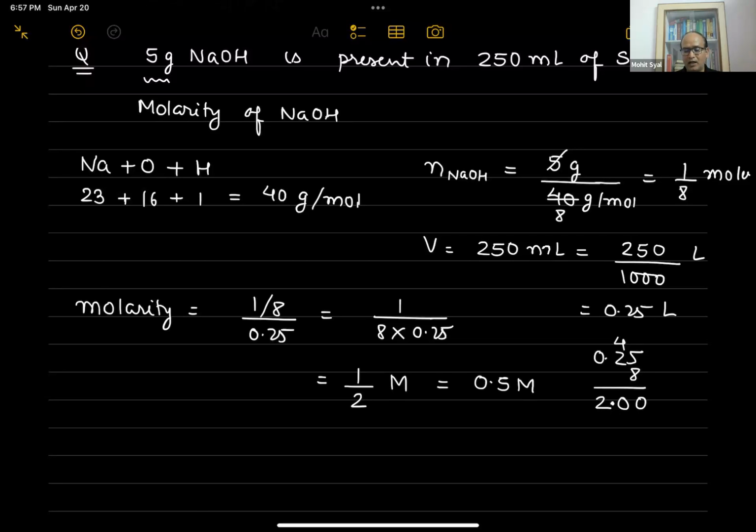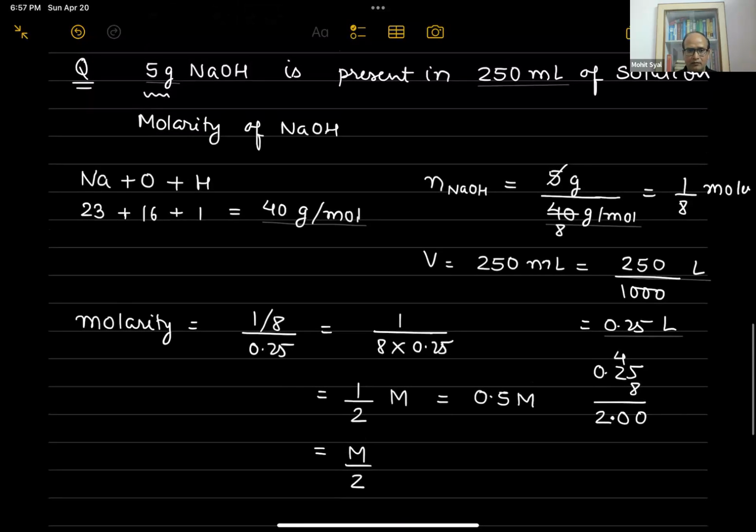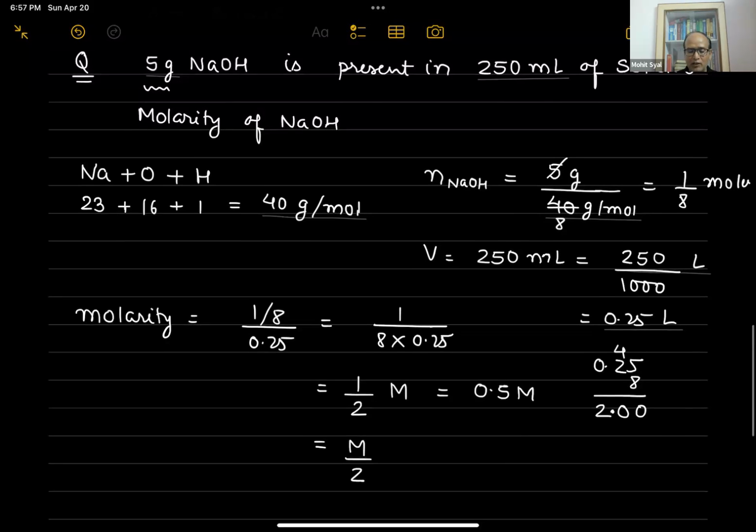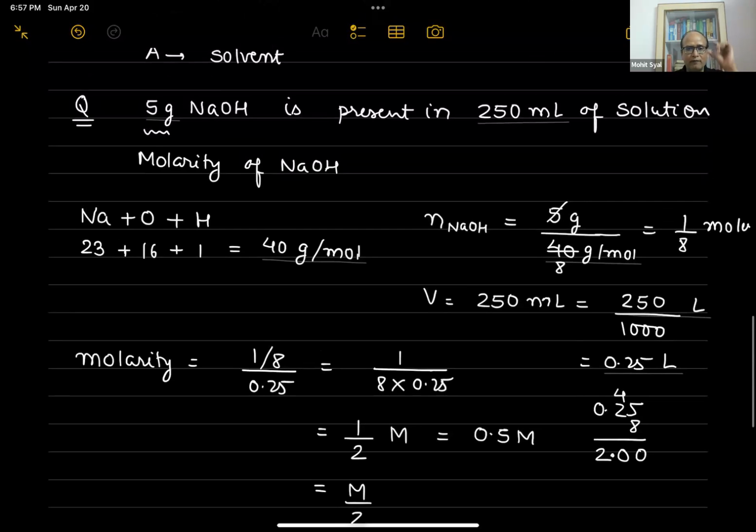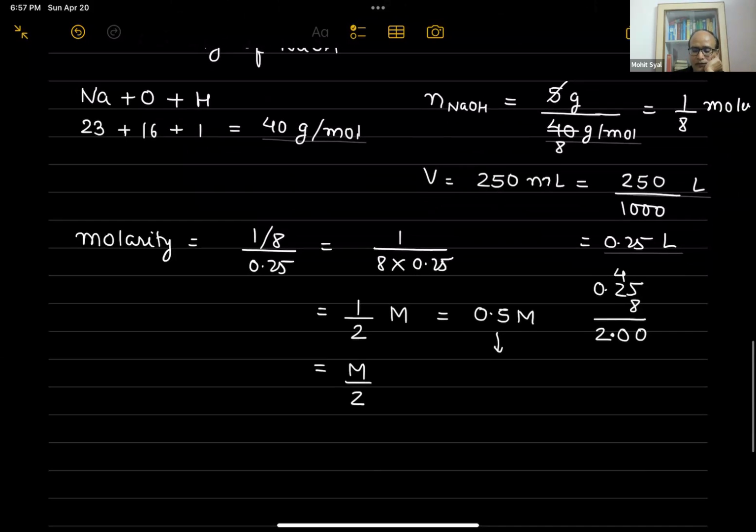Sometimes the students get confused and it is also written as M by 2. The students sometimes get confused about what M by 2 is. Actually M by 2 is half molar or 0.5 molarity. What it means is, this is 250 ml, but if you take 1 liter of the solution, half a mole is present. Got it?